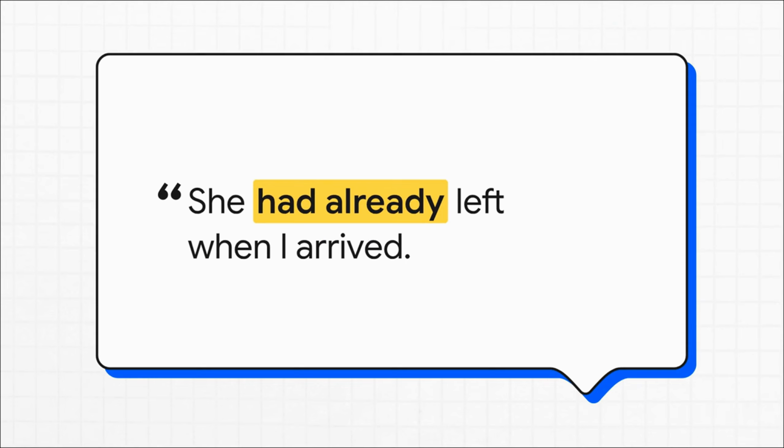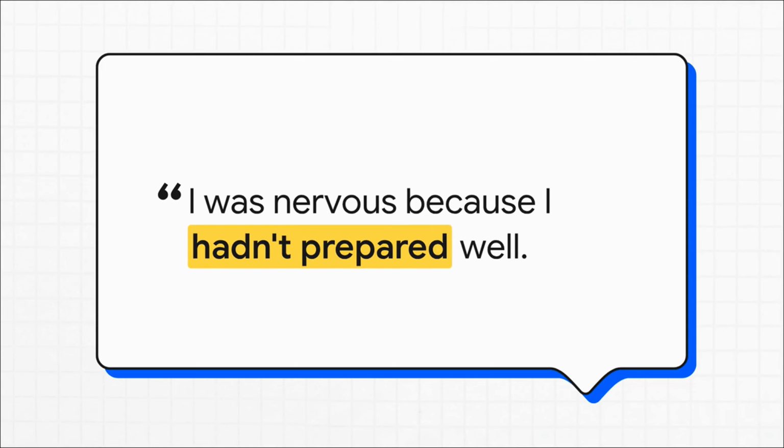She had already left when I arrived. So two things happened in the past, right? She left and I arrived. The past perfect instantly tells us what happened first. It's like our time machine zaps us back to the moment she walked out the door before I even got there. And it works just as perfectly for negative situations.